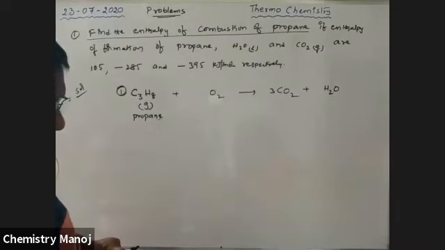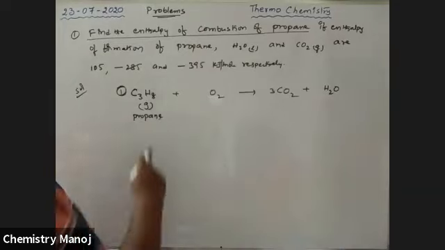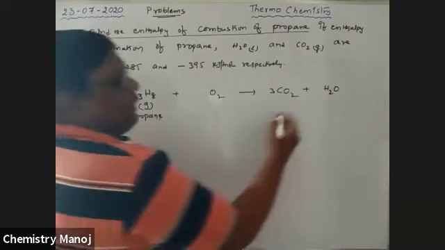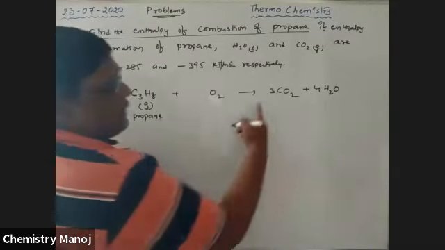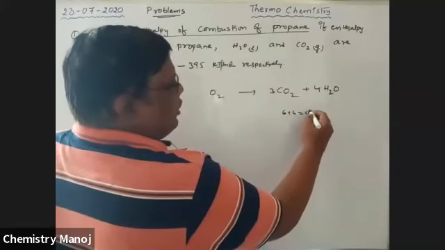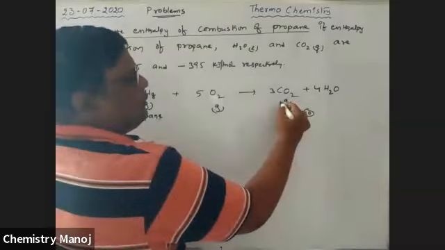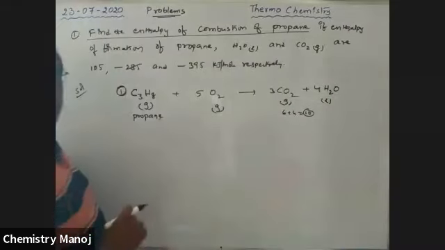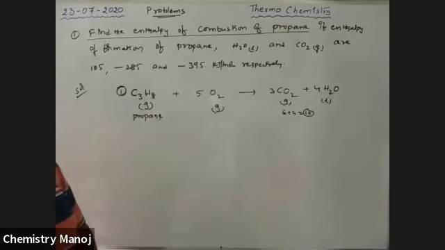That is 1 mole, that is 3 CO2. So 8 hydrogens are there, it is 4 H2O. Now I am going to balance the oxygens: 3 times 2 is 6 oxygens, plus 4, that is 10 oxygens, meaning 5 O2, which is also a gas. It is the equation. It is the combustion of propane.